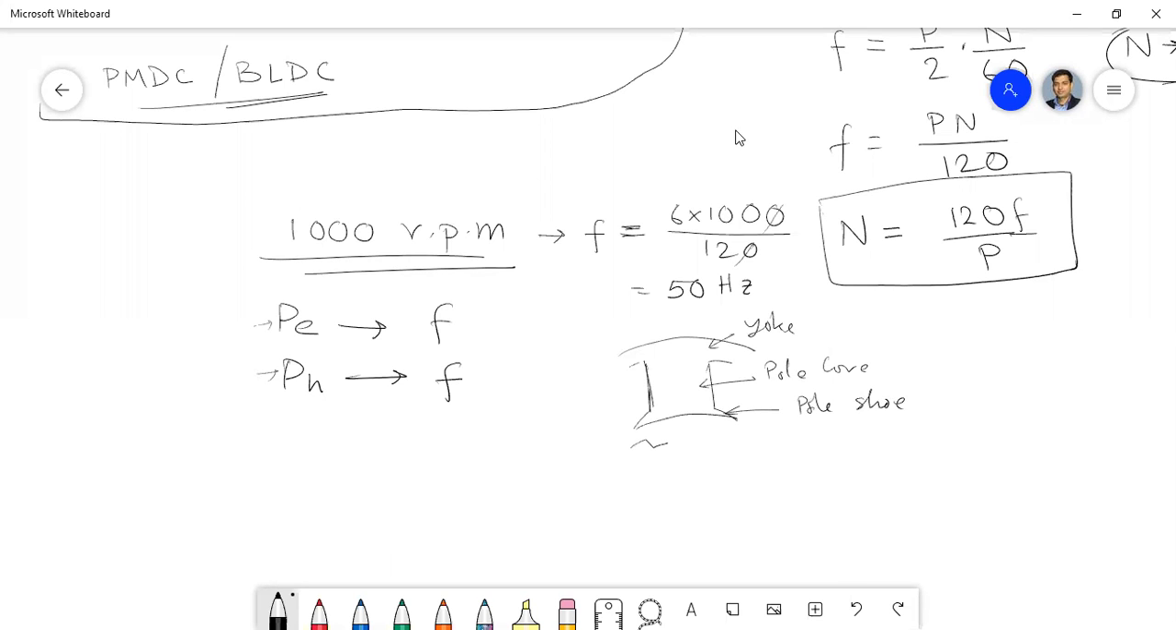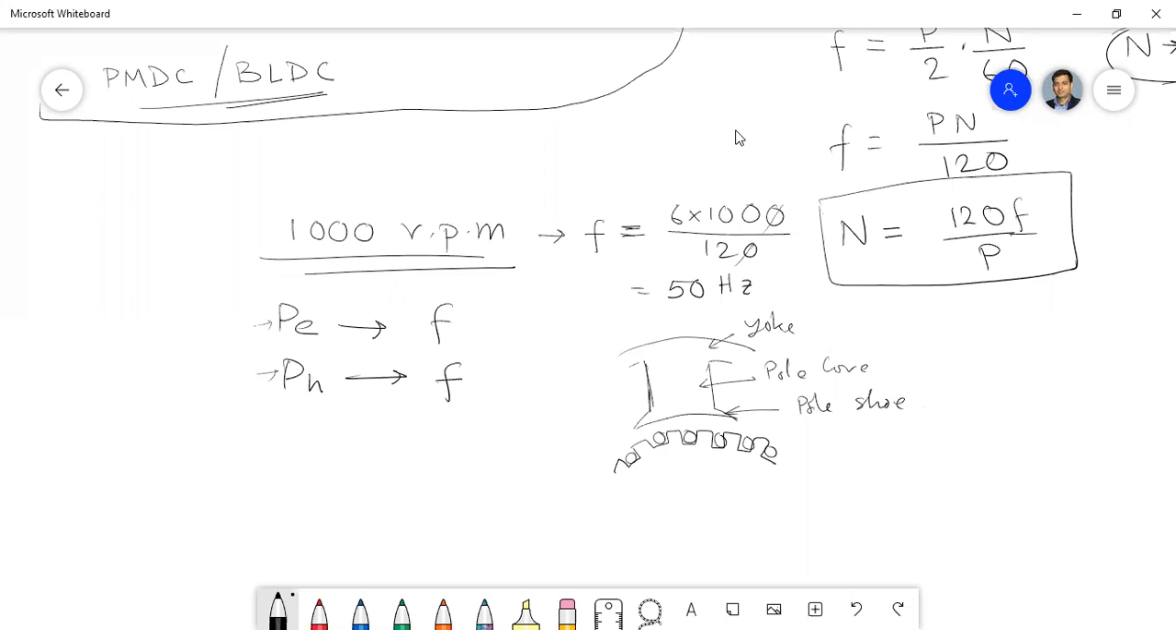And here your armature is there, like this. Okay, and you have armature coils in that. So I have drawn only that part. These pole shoes should be laminated. Why?